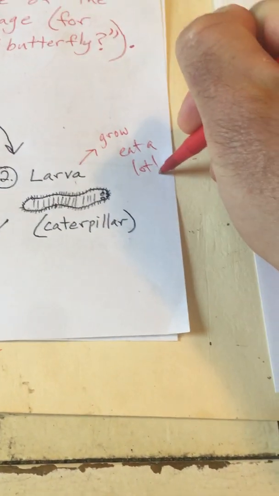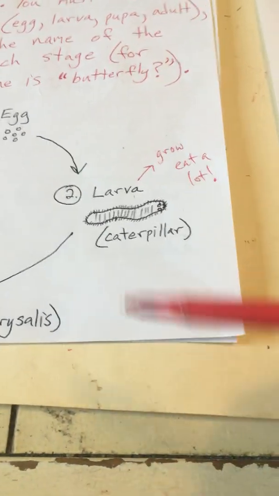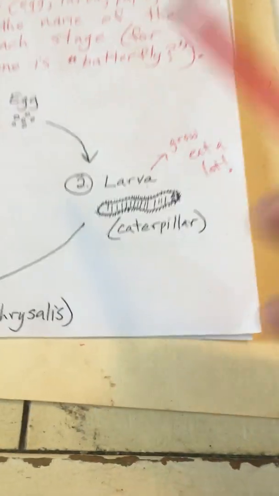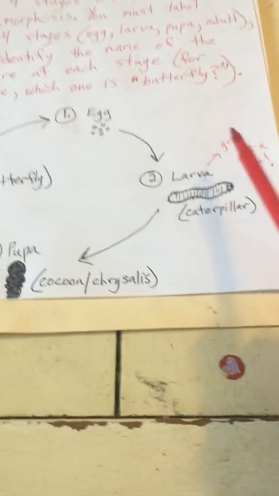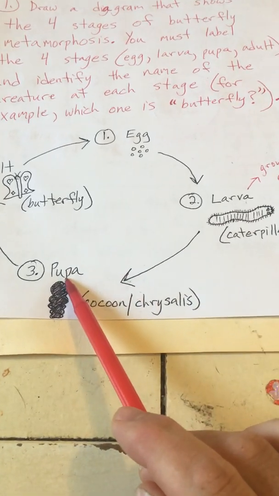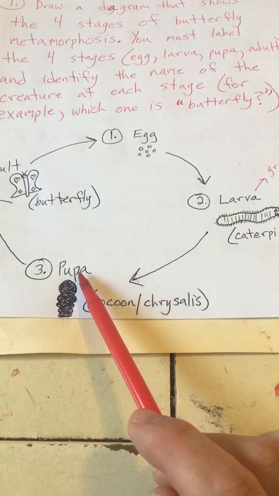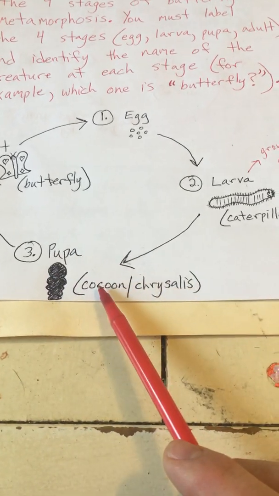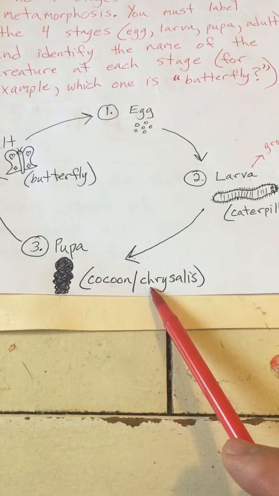That's what they do all day, right? They just eat, eat, eat. They eat as many leaves, as much as they can to grow and become big and strong enough to then go through the next stage. So the next stage, the third stage, is called the pupa stage. I always pronounced it pupa. So the pupa stage for a butterfly is a cocoon, which is also called a chrysalis.